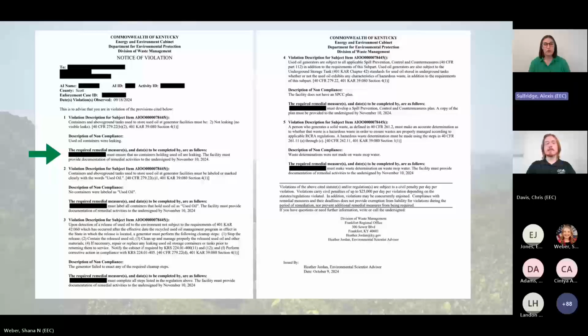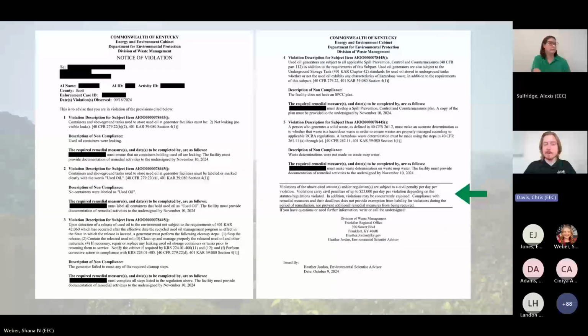And then I'm going to let Chris talk about a couple other smaller sections in here that are just as important. Thank you, Alexis. So she just went over all the violations, the sections, the 1 through 5.